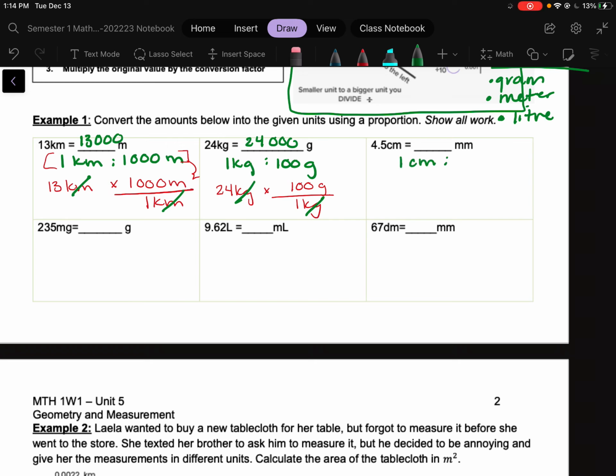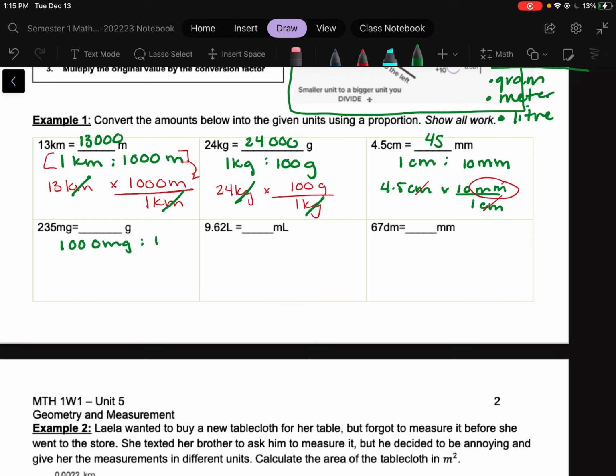Now, next one, we have 4.5 centimeters and 2 millimeters. So 1 centimeter is equal to 10 millimeters. So therefore, 4.5 centimeters times 10 millimeters divided by 1 centimeter. Our centimeters cross each other out, and so we're left with the units of millimeters. 4.5 times 10 is going to give you 45.